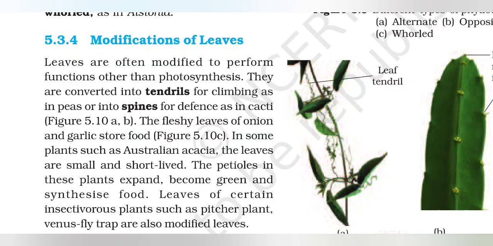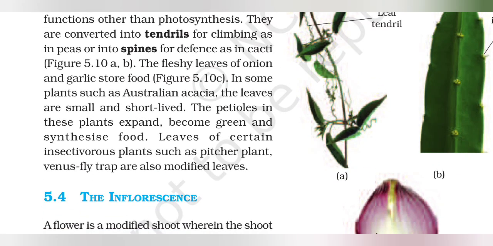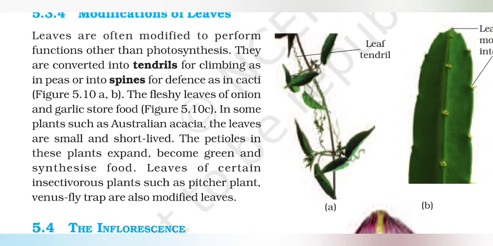Modifications of leaves. Leaves are often modified to perform functions other than photosynthesis. They are converted into tendrils for climbing, as in peas, or into spines for defense, as in cactus. The fleshy leaves of onion and garlic store food. In some plants, such as Australian acacia, the leaves are small and short-lived. The petioles in these plants expand, become green, and synthesize food. Leaves of certain insectivorous plants such as pitcher plant and Venus flytrap are also modified leaves.